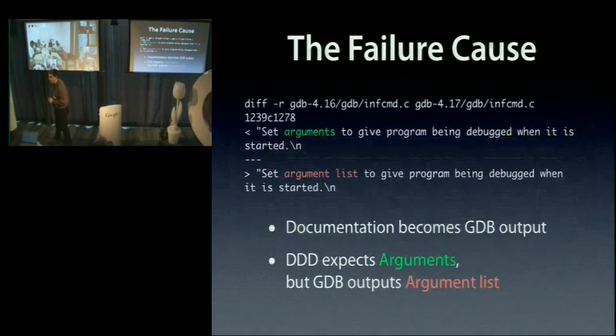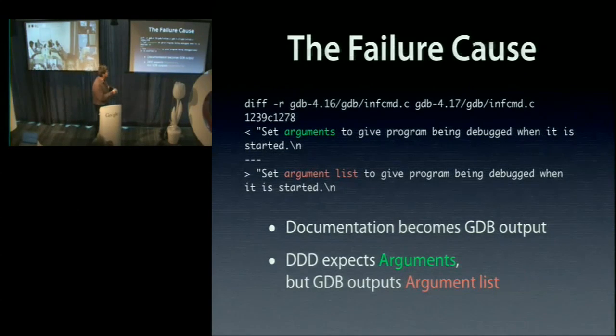The failure cause is just one line that was changed. And lo and behold, it's not even code that was changed, but a documentation string. It's a documentation string within GDB.